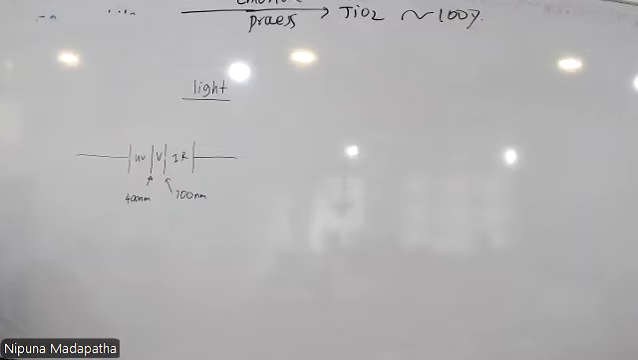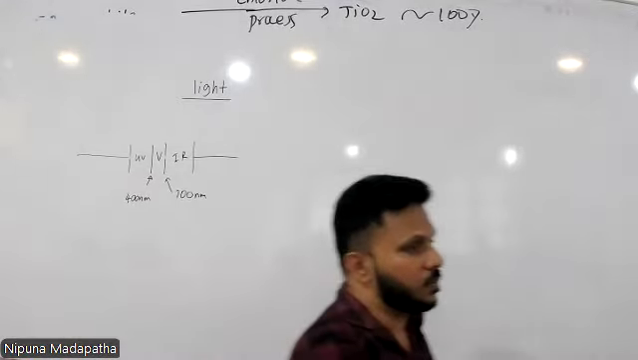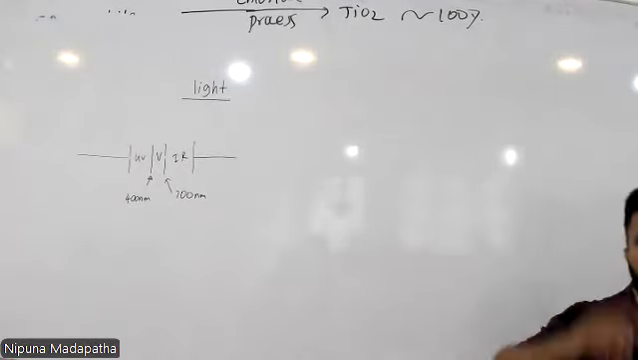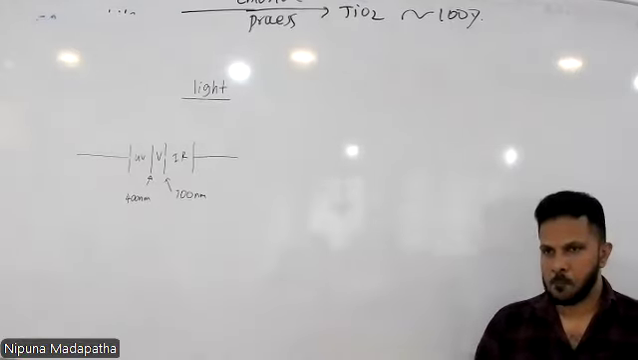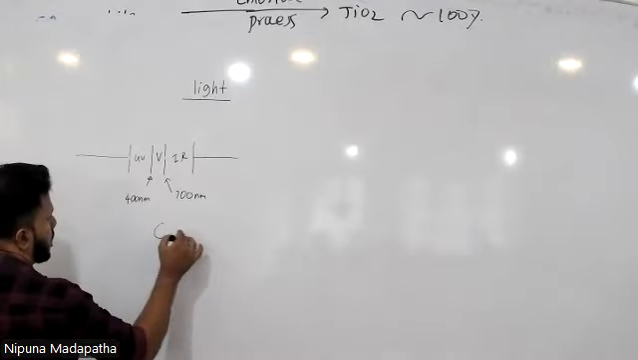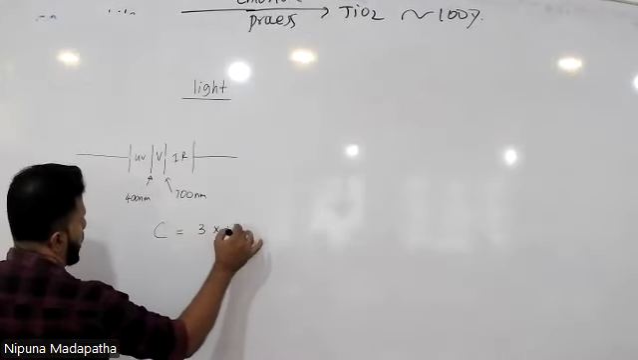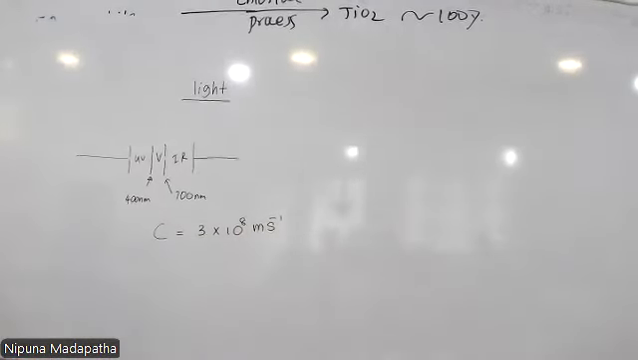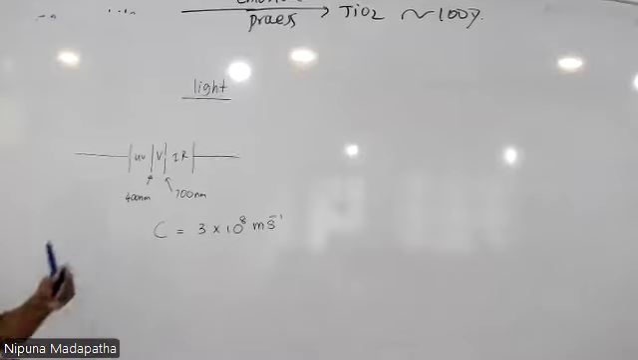So light is an electromagnetic wave. Therefore, like all electromagnetic waves, it is a transverse wave. Since it is an electromagnetic wave, light does not require a material medium to propagate. It can easily propagate through a vacuum. The speed of light in vacuum is 3 times 10 to the power 8 meters per second.